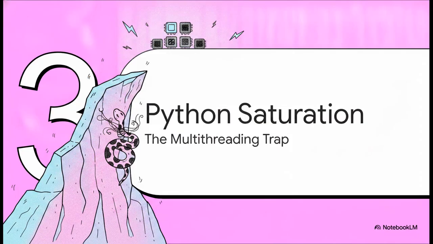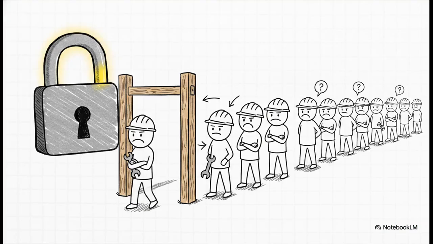Section 3. The Python Saturation Cliff. Okay, so when a Python app gets slow, a developer's first reflex is usually just to spawn more threads. But CPython has the global interpreter lock, the infamous GIL. This is a global mutex that makes sure only one thread can execute Python bytecode at a time, just to keep memory structures safe. So if you're doing CPU-bound work, adding more threads does absolutely nothing for throughput. They literally just take turns.